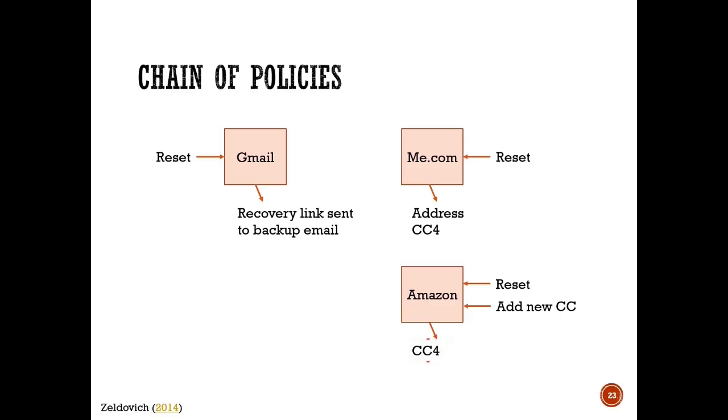That information is what allows the hacker to break into the Gmail account, because now we have the missing 4 digits needed to reset the password of the me.com account, which allows the hacker to reset the password, access the Gmail recovery link, and so reset the password and access the Gmail account of the victim.